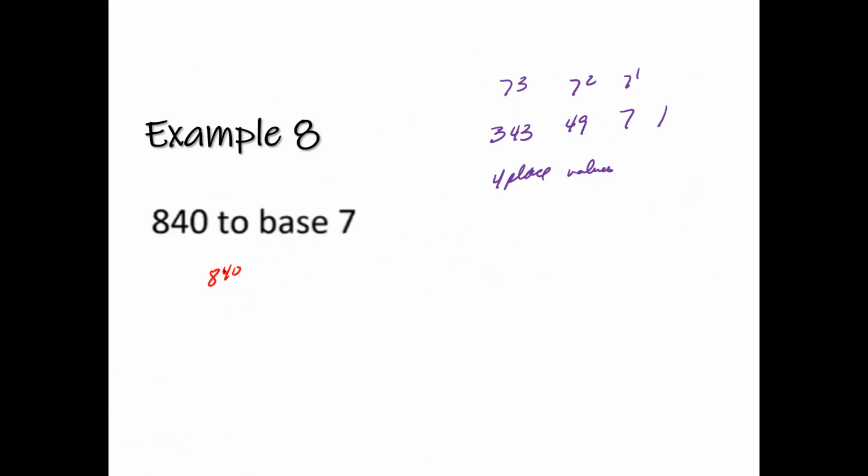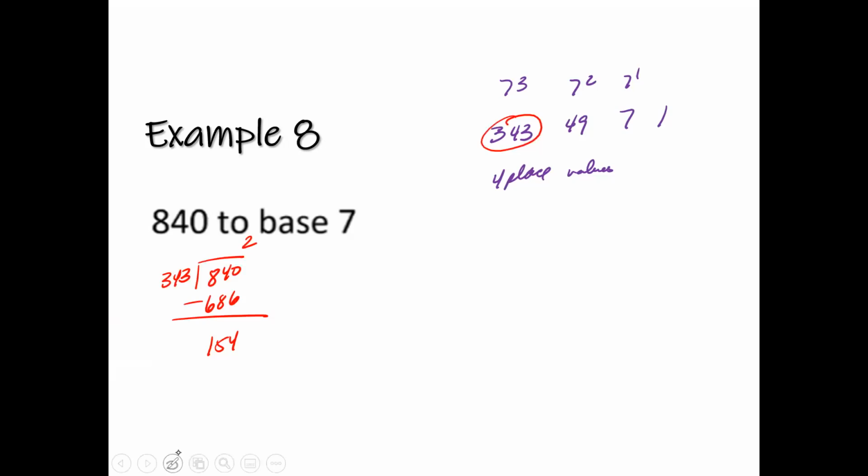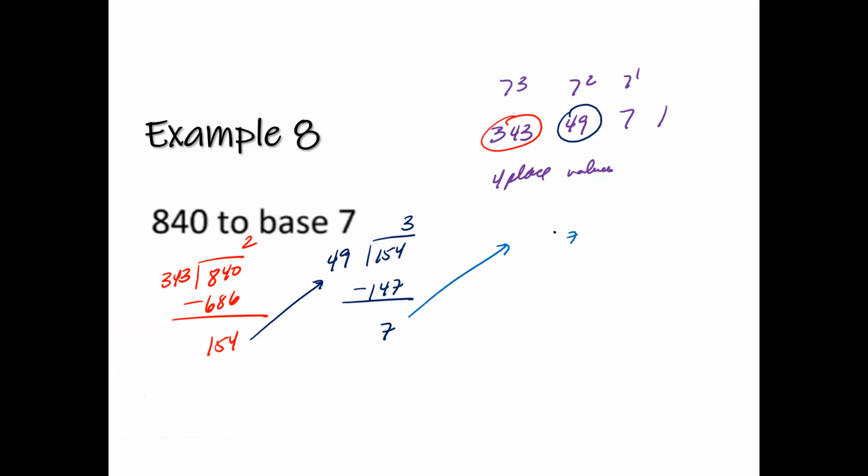So let's start off with 840 divided by 343, twice. Subtract it, you get 154. We're going to repeat this one more time. 154 divided by, next one is 49. That could go into there 3 times. Subtract it, I get a 7. 7 divided by 7, only once, 0. The base 7 code is 2, 3, 1, 0.